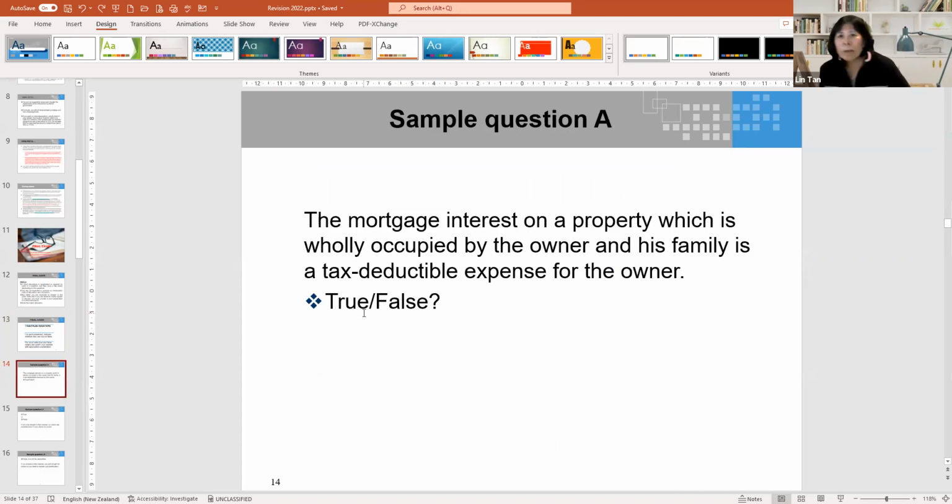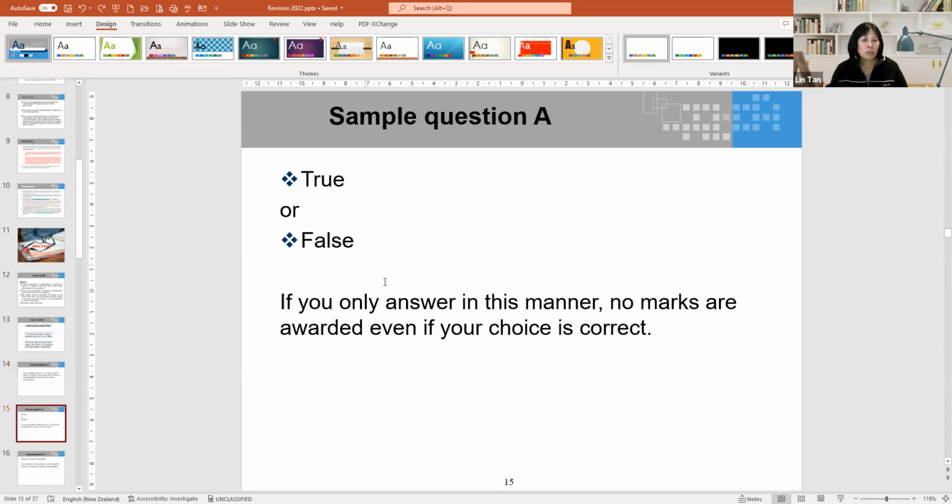So let me pick up a sample question. You're given a scenario, or there's no scenario and you're given a statement: the mortgage interest on a property which is wholly occupied by the owner and his family is a tax deductible expense for the owner. So it's asking you whether the statement is true or false. Some students will just answer like that: true, full stop, or false, full stop. Now, if students do that, they actually don't get any marks at all, right? Because the requirement is to justify the answer.